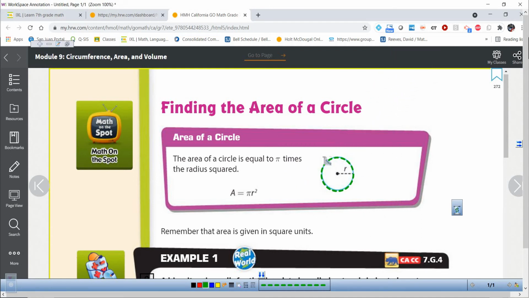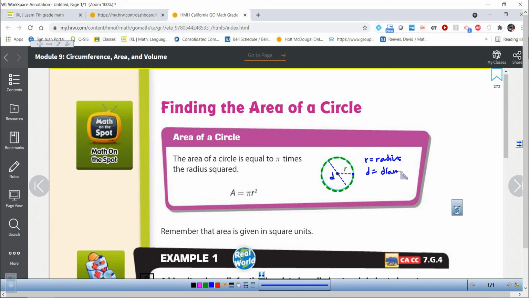That distance from the center to any point on the circle is called the radius. R is equal to the radius. And remember, they don't have it pictured here, but we also have a segment that goes all the way across the circle, a chord actually, that goes through the center, and that is called the diameter. D is equal to the diameter.